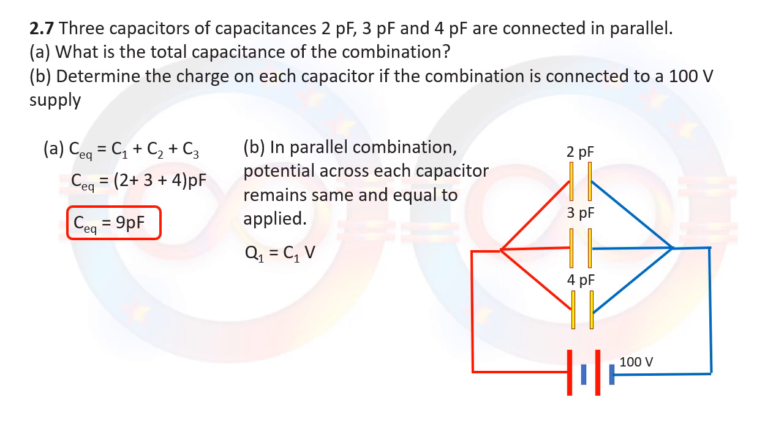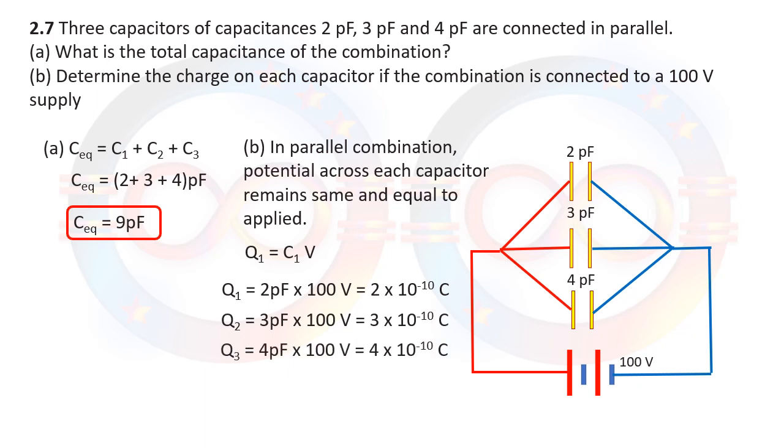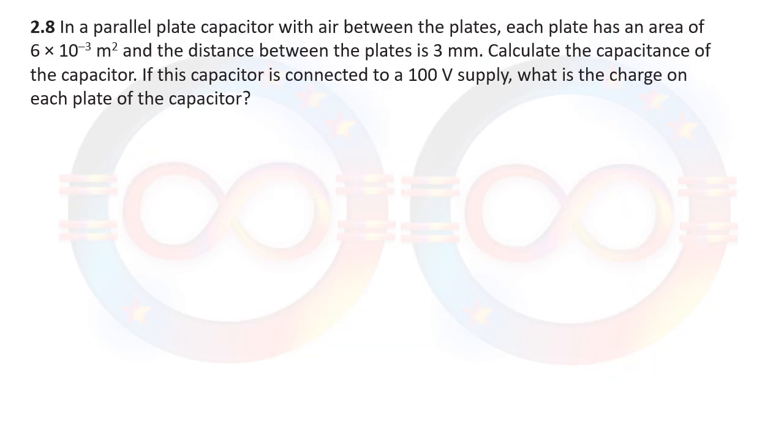So Q1 is equal to C1V, then C1 times 200 volt, pico is 10 raised to minus 12, it will be 2 into 10 raised to minus 10 coulomb after multiplication. Similarly Q2 is 3 into 10 raised to minus 10, and Q3 will be 4 into 10 raised to minus 10 coulomb.